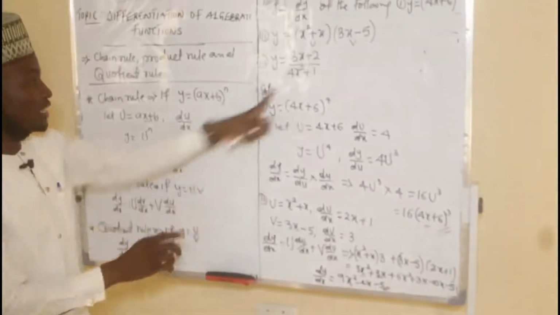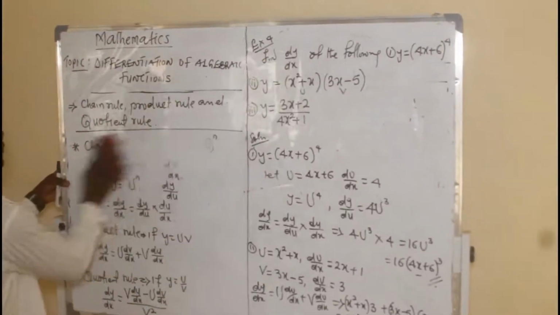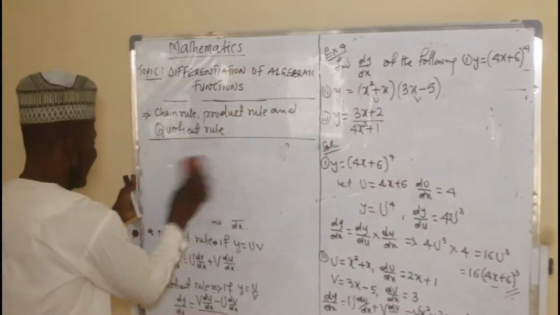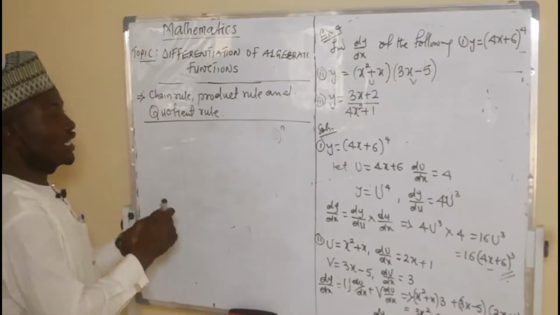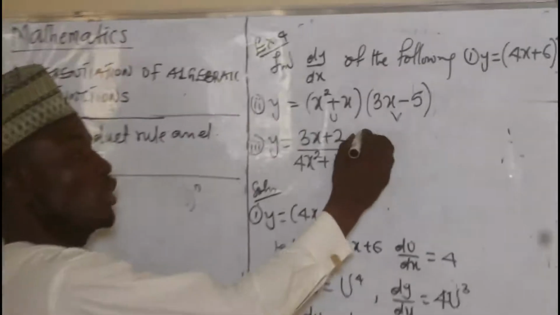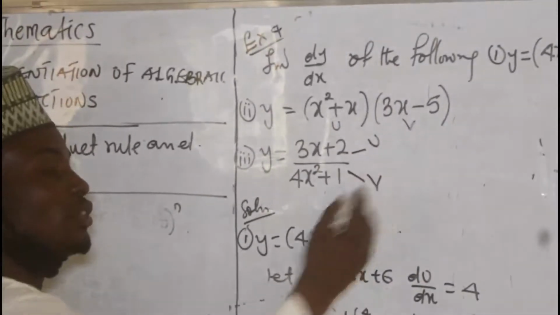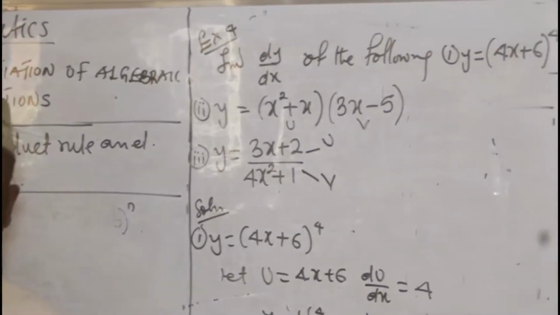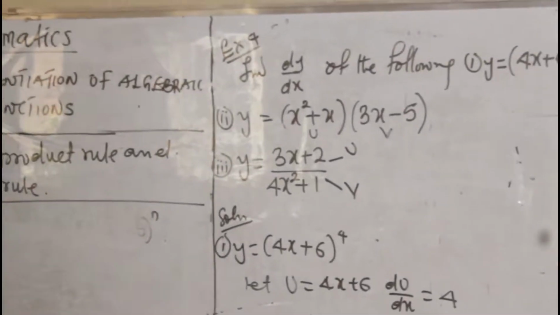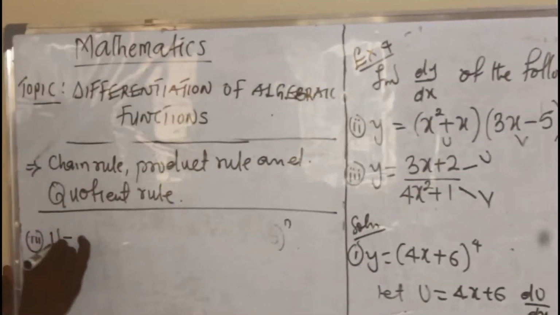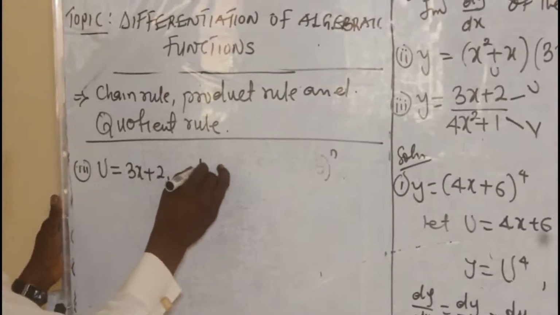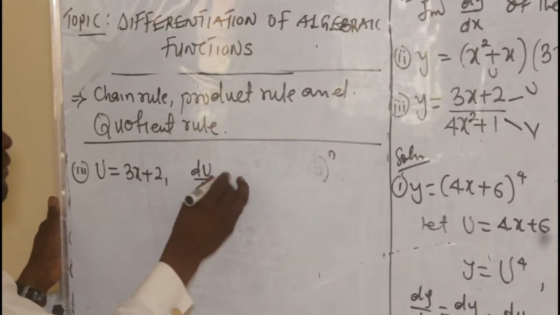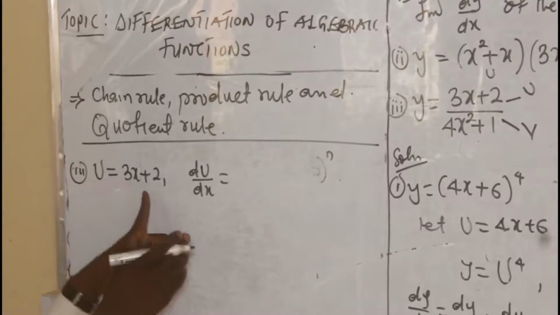So let's take the one example under the quotient. Under the quotient, I said your numerator is always your u and your denominator is always your v, right? So bring them out. As usual, we have our u to be equal to 3x plus 2. Then we are going to find du dx. The same thing.